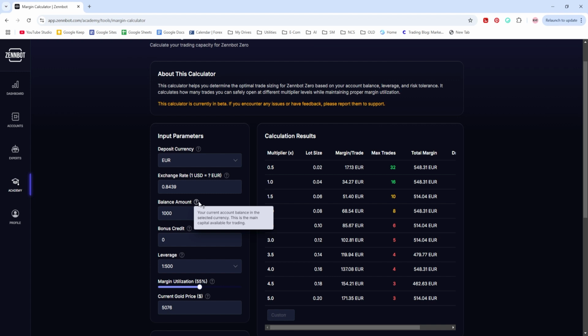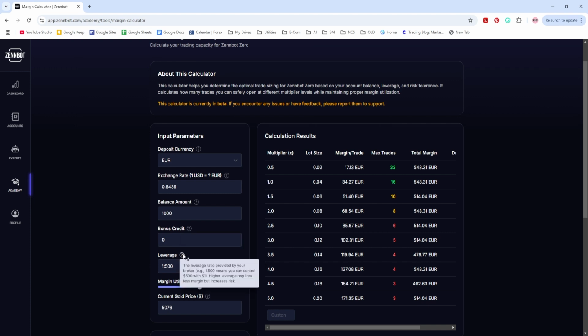The balance amount again is pretty self-explanatory. It basically means how much money you have in your trading account. As for the bonus credit, sometimes the brokers give you extra bonus credit based on your initial deposit. Sometimes what happens is if you deposit say 1,000 bucks or euros, you will get bonus credit of an additional 1,000, and therefore you will have $2,000 or euros to work with. But I'm gonna keep it at 0 because I'm not gonna use it. I'm gonna hover on the question mark if you guys need it.